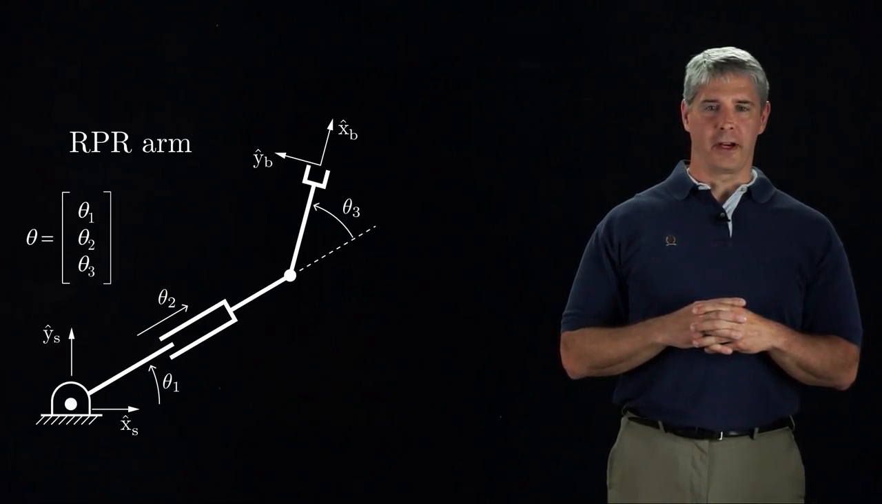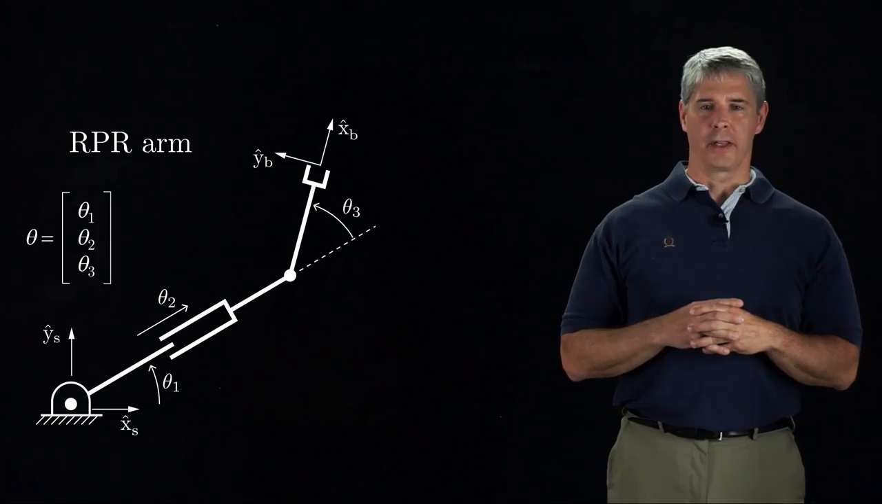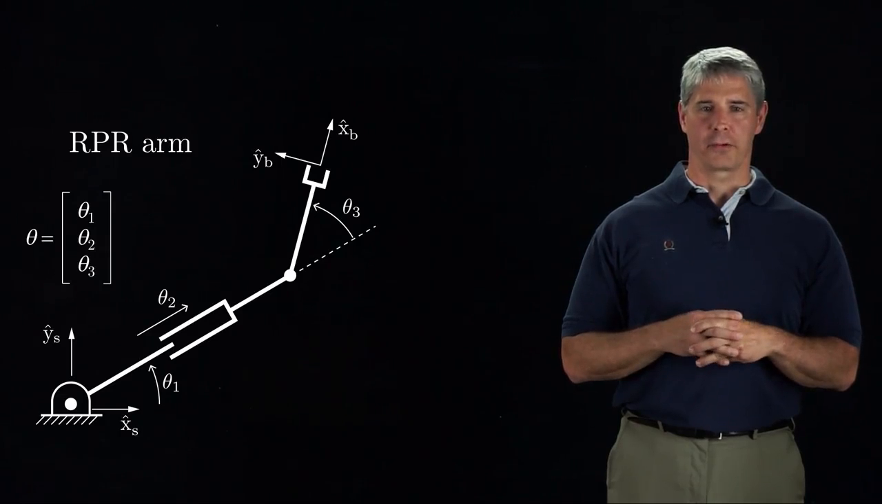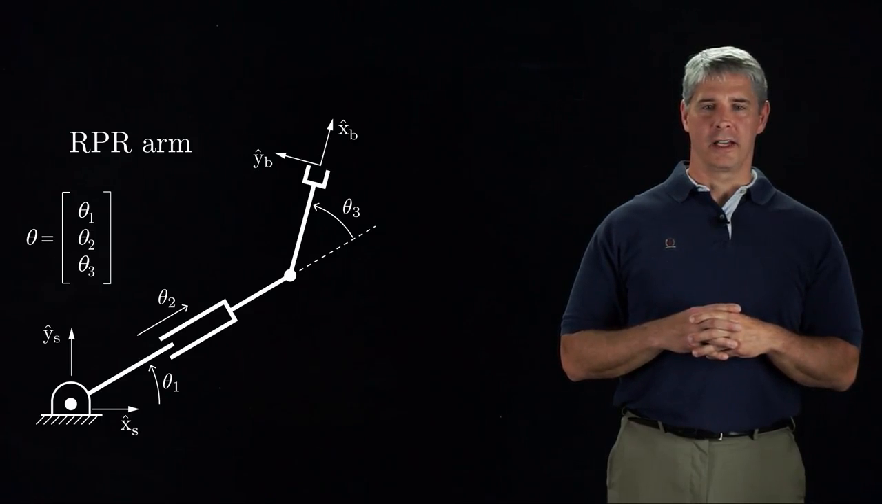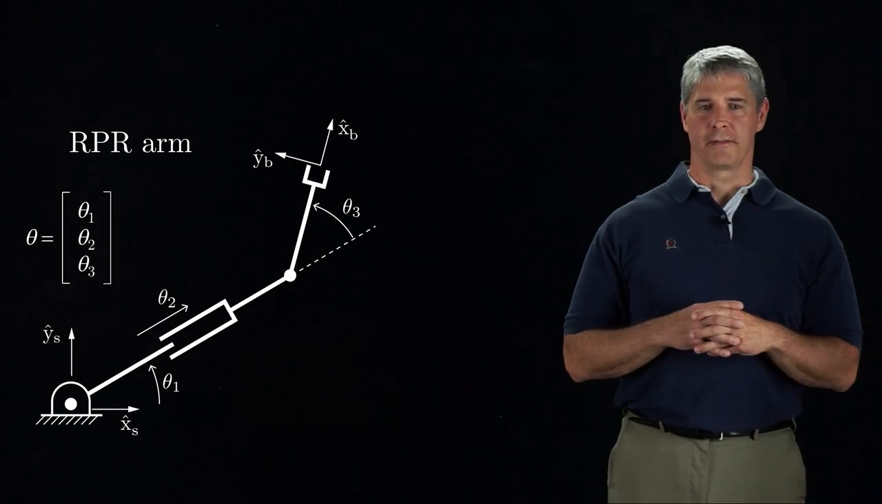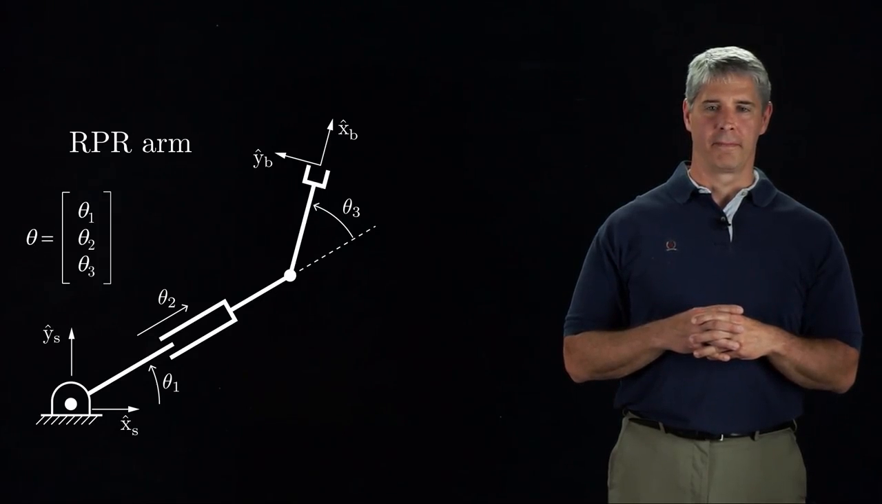The joint variable theta1 represents the angle of joint 1 relative to the horizontal. Theta2 represents the extension of the prismatic joint, and theta3 represents the angle of joint 3. The 3-vector theta is a list of 3 joint variables, and T of theta represents the configuration of the B frame relative to the S frame.